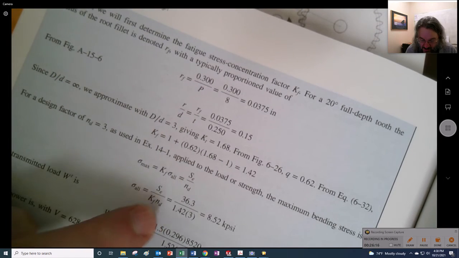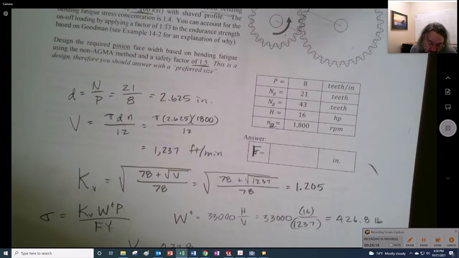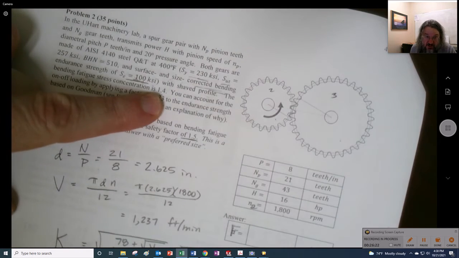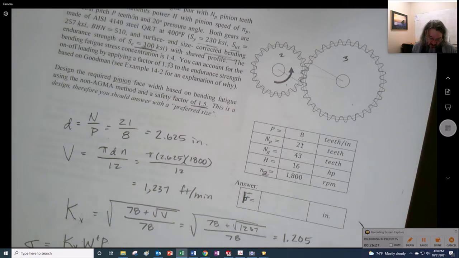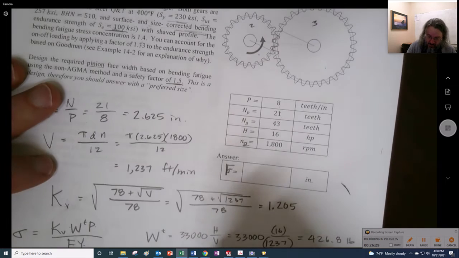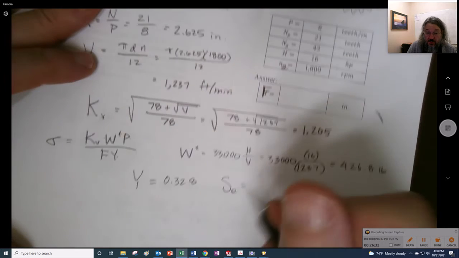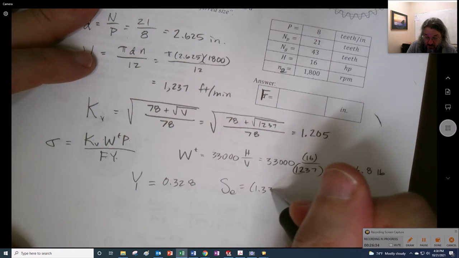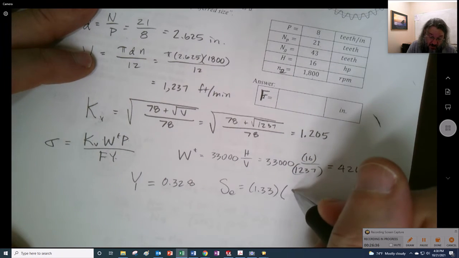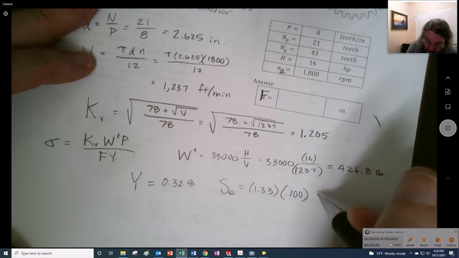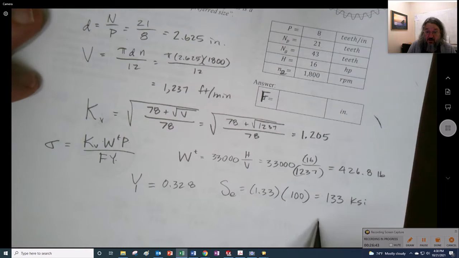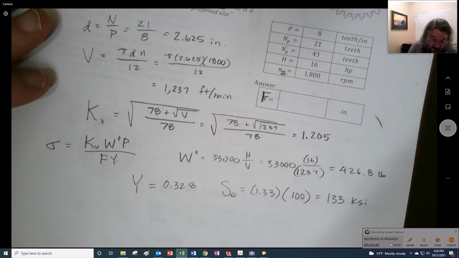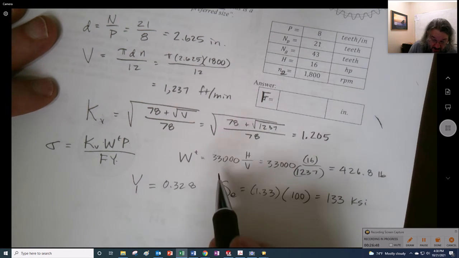No, the KF. That's the stress concentration factor. I'm sorry about that. And that endurance strength. So I take that endurance strength and I modify it right here by taking 1.33 and multiplying it by my 100, right? So I get 133 KSI is my endurance strength, now corrected for the on-off nature of the thing.